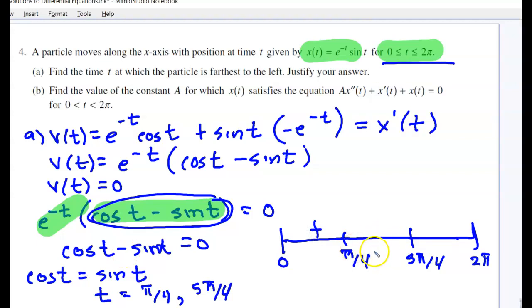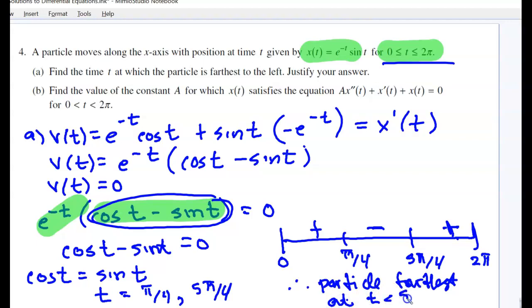If I take pi, a number in between here, and plug it into cos t minus sine t, it's going to be negative. And a number out here like 7 pi by 4, plugged into cos t minus sine t, is going to be positive. So therefore, the particle is furthest left at t equals 5 pi over 4.